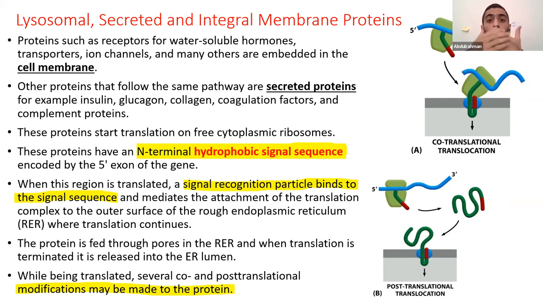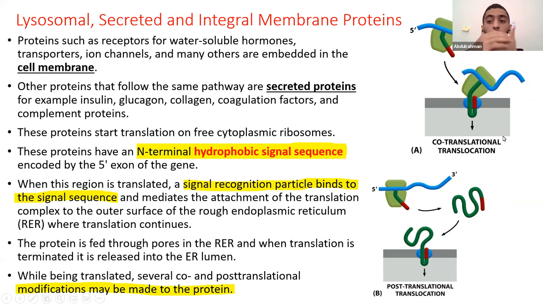And then the free ribosomes will go over to bind on the rough endoplasmic reticulum, where they will finish the process of translation to create these proteins and send them over into the endoplasmic reticulum. And once they're in the endoplasmic reticulum, they will go to the Golgi, to the endosomes, and then to be secreted outside the cell. Okay, all clear?